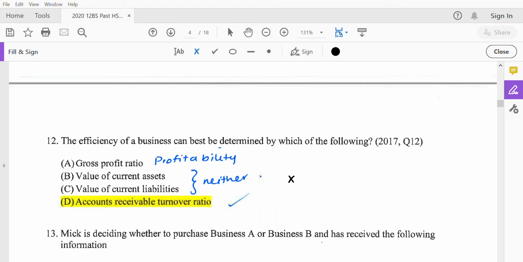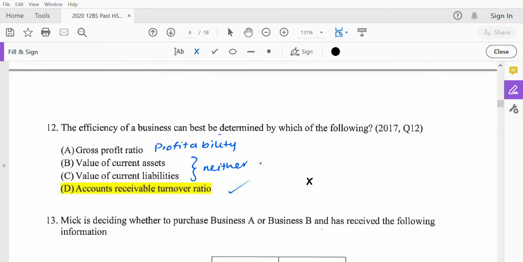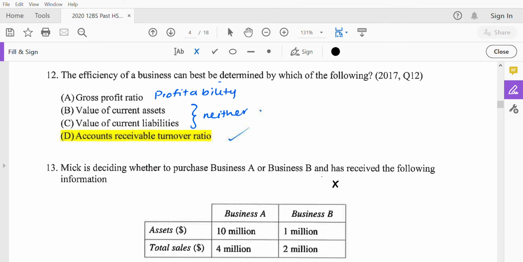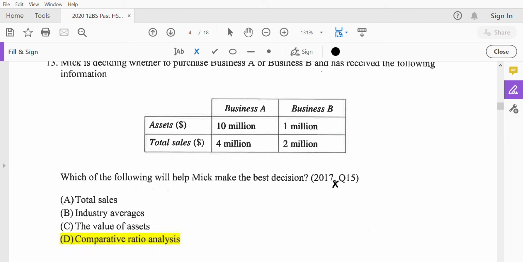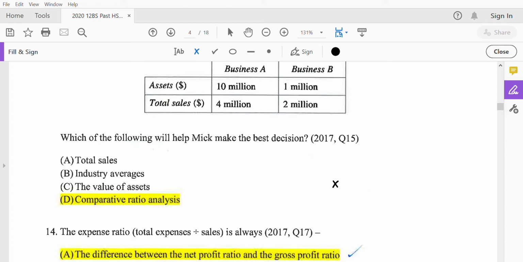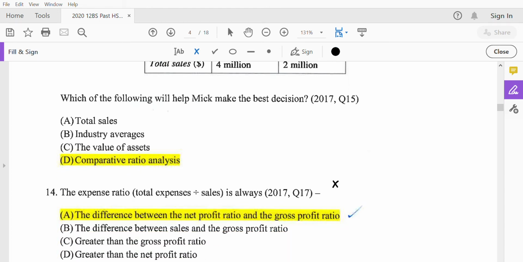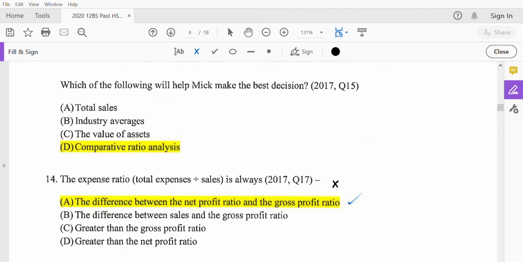Now, with this one, it is D because we know that efficiency is measured with the accounts receivable turnover. So it's D. 13 is D because what's happening here is there's a comparison here. 14, the expense ratio is always the difference between net profit and the gross profit.